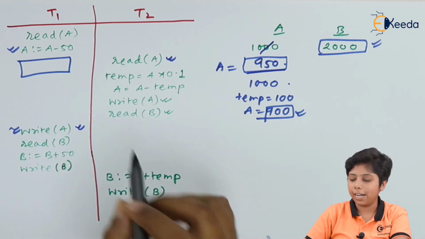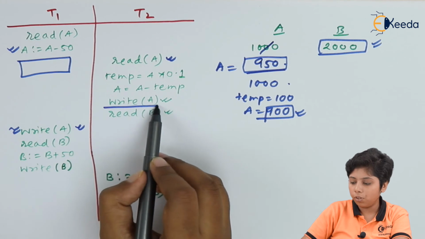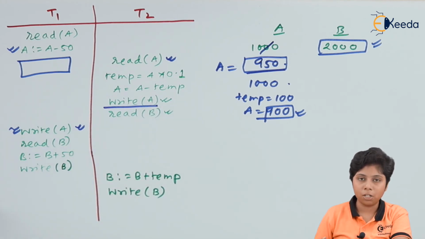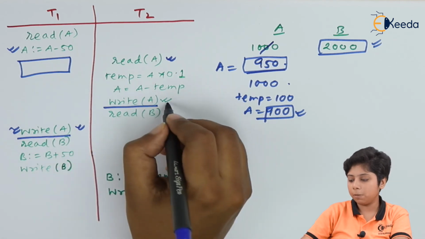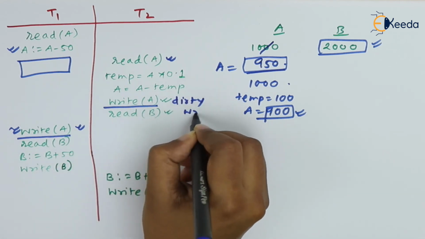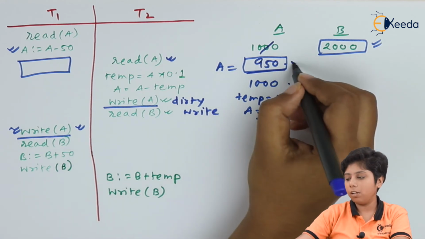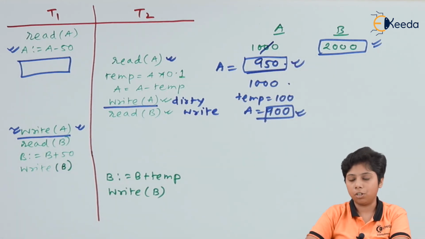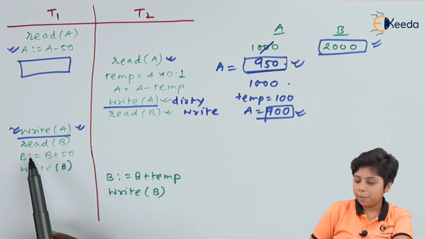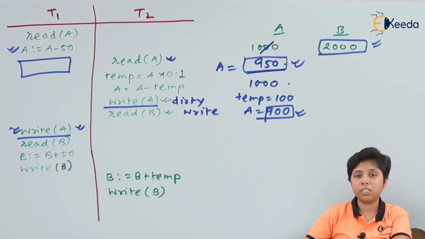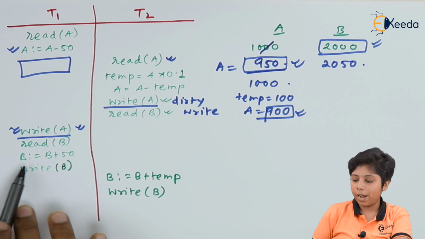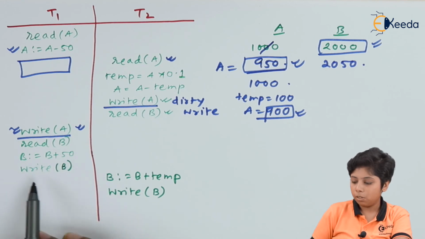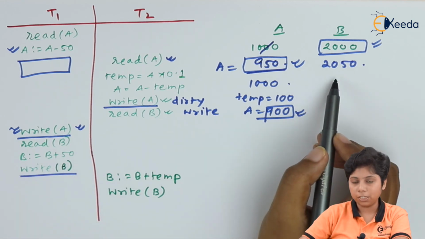So what is the dirty write? That we have written a value of A that is not read by any of the transactions. Again we are writing the value of A, so this becomes my dirty write. Now we are having the value of A as 950 as the final one. Next we are performing B equals B plus 50, so my 2000 becomes 2050 on this updation, and we are writing that B. That means the written value of B becomes 2050 now.